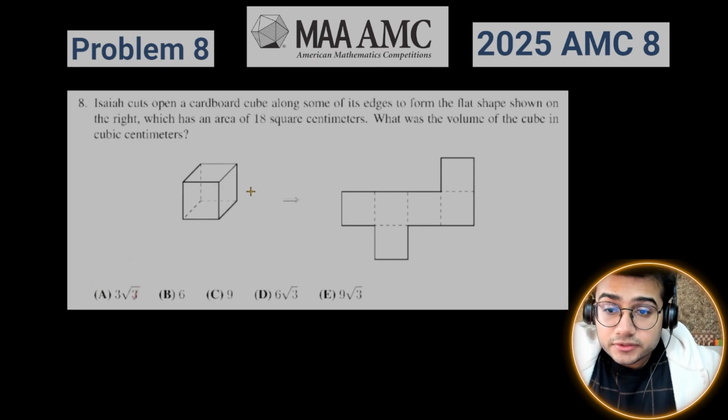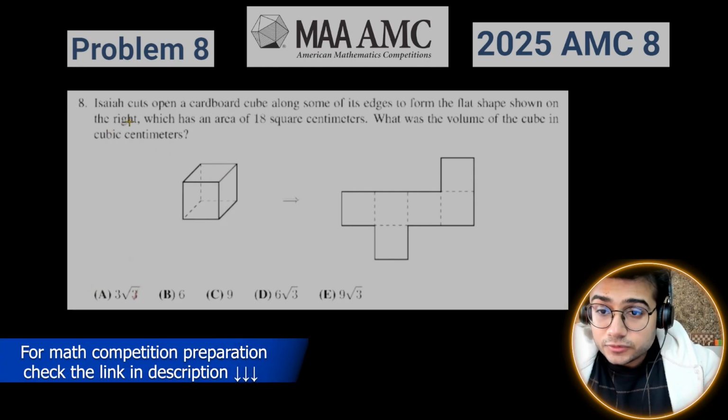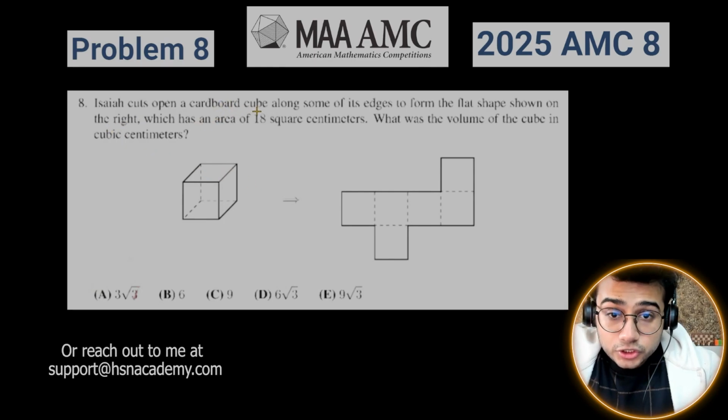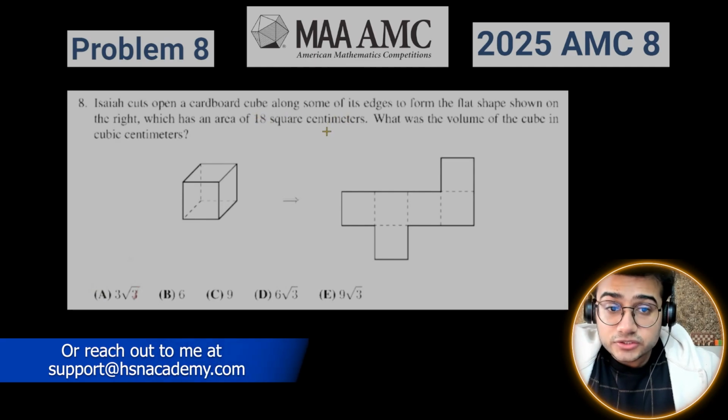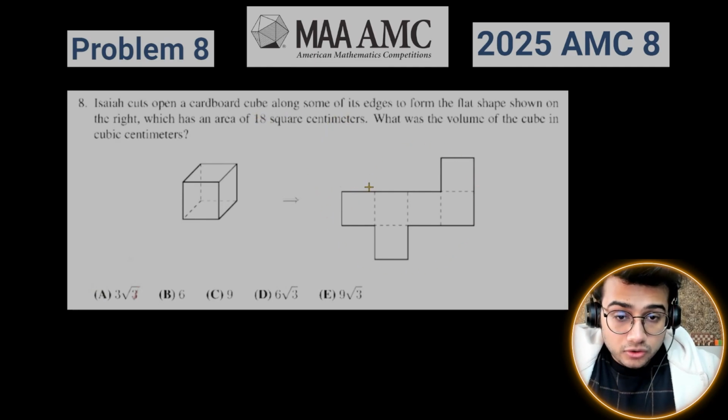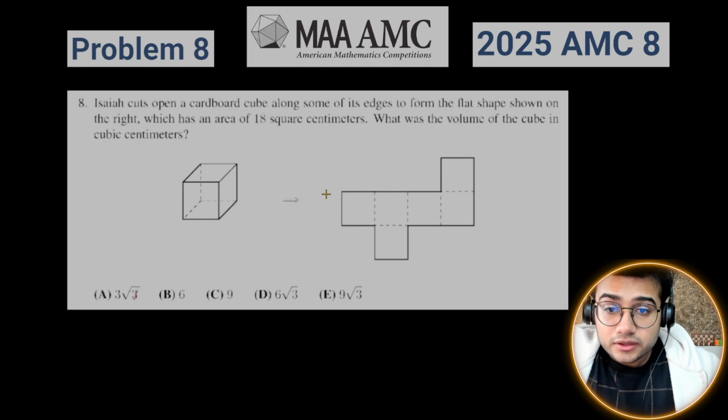Okay, so in this problem, this person opens up a cardboard cube along its edges and lays it flat on the ground. The area of this opened up cube is 18 centimeters squared, and they want us to find the volume of the cube.